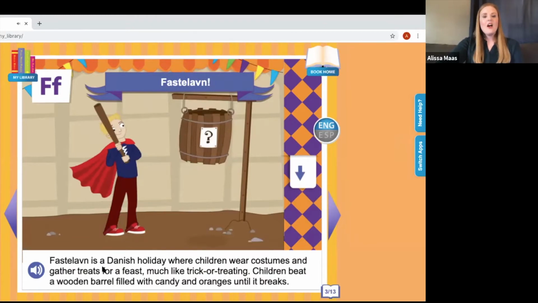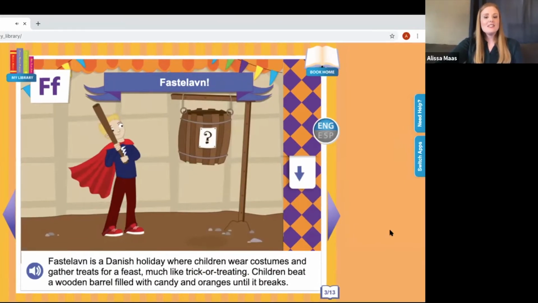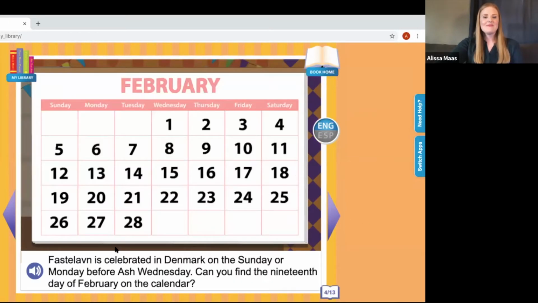It said that Fastelavn is a holiday much like trick-or-treating. Trick-or-treating occurs for Halloween, and that is in the month of October. So if any of you have gone trick-or-treating before, Fastelavn is just like that. Fastelavn is celebrated in Denmark on the Sunday or Monday before Ash Wednesday.